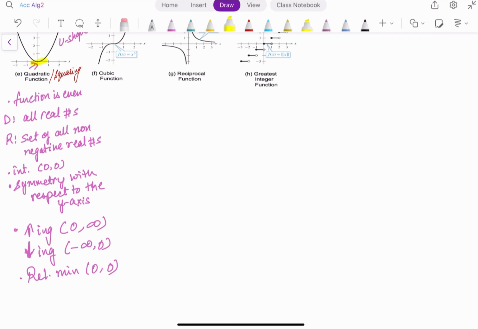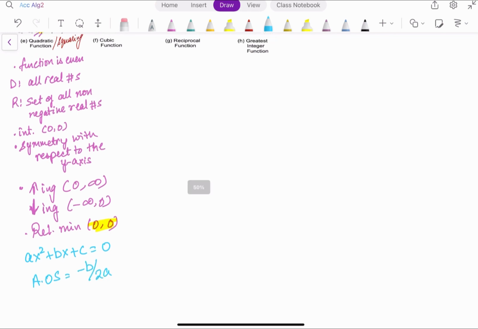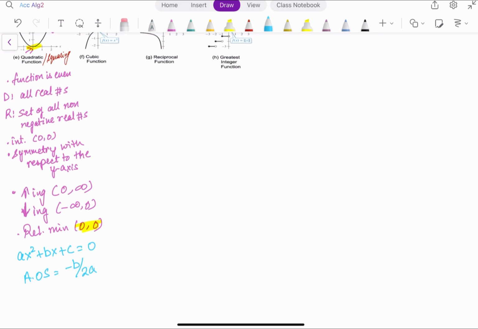And you should also know the basic standard equation of a quadratic, which is ax squared plus bx plus c is equal to 0. And there is a way to calculate the axis of symmetry. Axis of symmetry is nothing but the x value of the intercept. So ax squared plus bx plus c is equal to 0. This is your standard equation for the quadratic. And axis of symmetry is negative b over 2a, and you will get the x value of the intercept. So this is the basic structure of a quadratic function, or another way, it is called a squaring function.